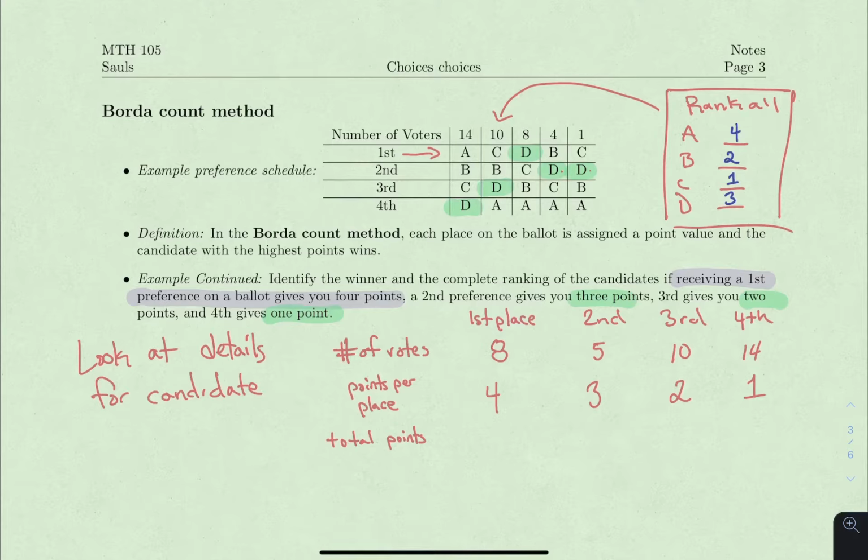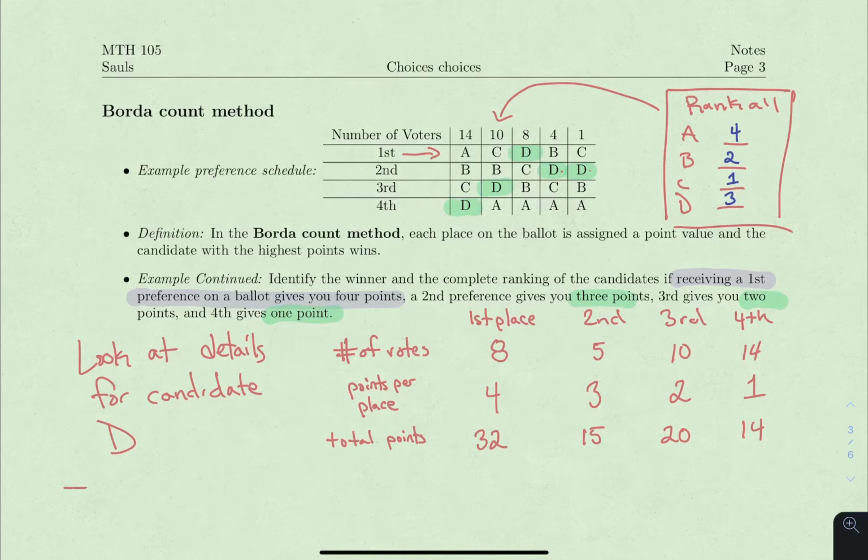For all the first place, that would be the 8 times 4. So 32 is the number of points D is getting from all of the first place votes that they got. They have 15 points because 5 people each gave 3 points. 10 people each gave 2 points for 20, and 14 people gave 14 points. So that's like the full detail for candidate D.